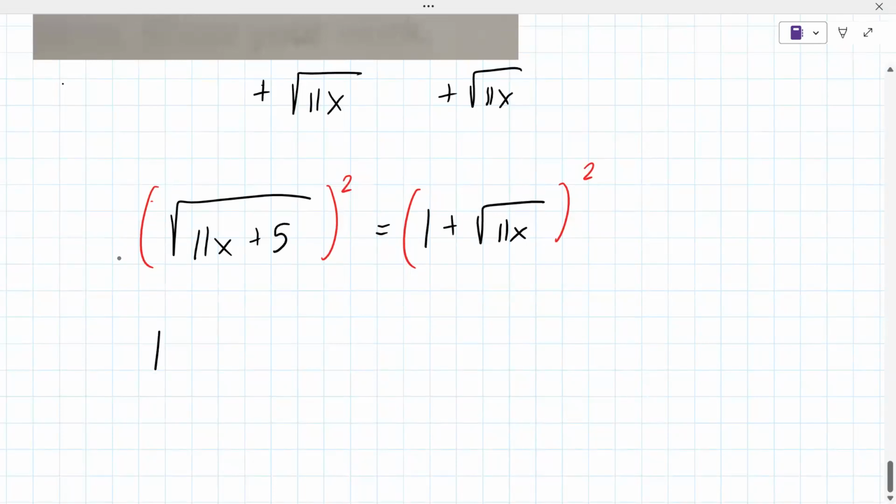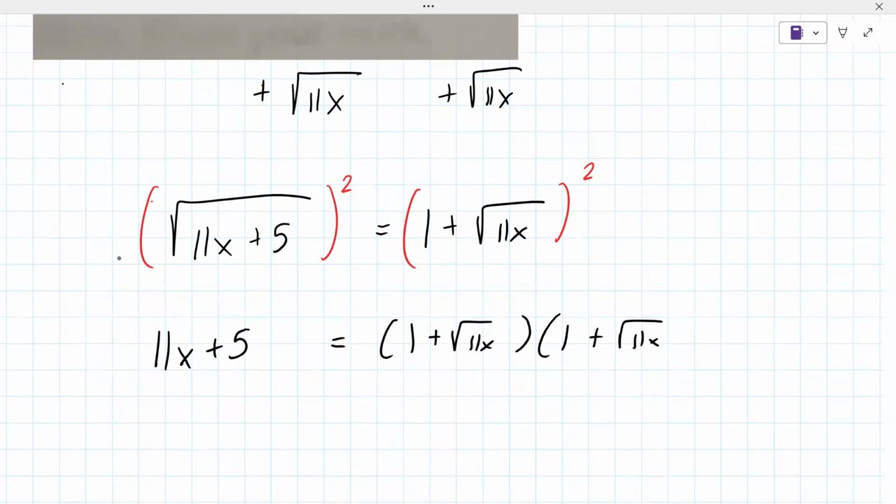So on the left, it just becomes 11x plus 5. The square root is undone by the square. On the right, we have to FOIL. Okay. I'll help you with that. It becomes 1 plus 2 square root 11x plus 11x.